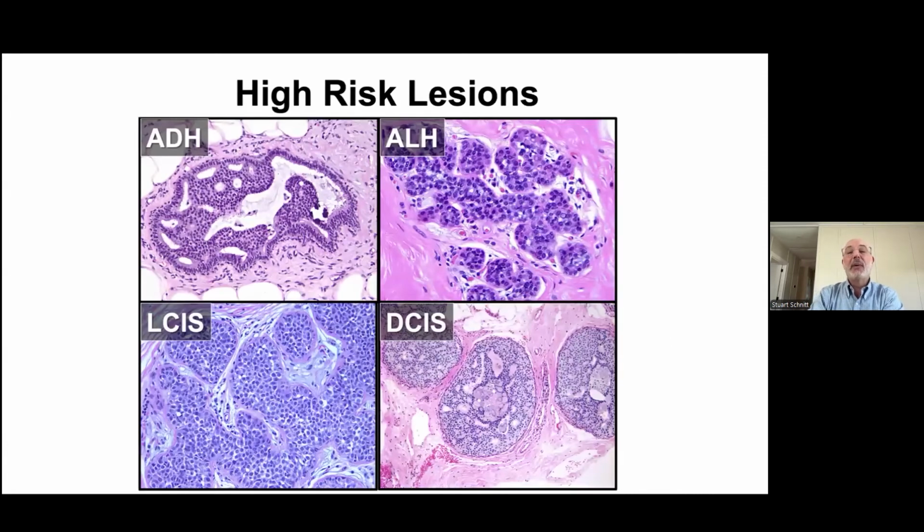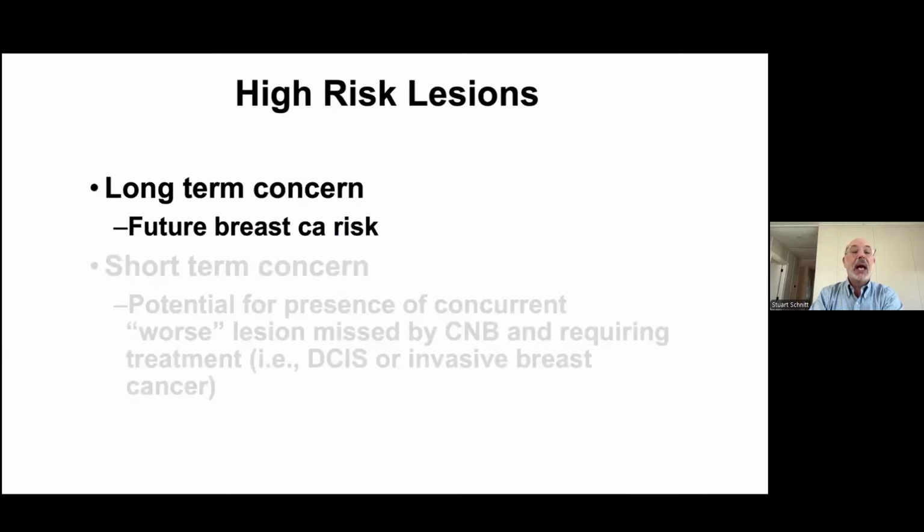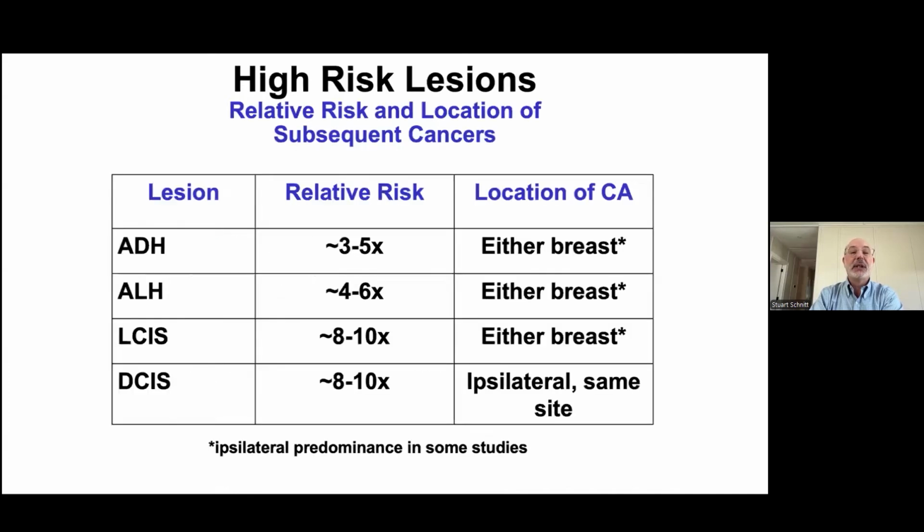So what are high-risk lesions in the breast? Well, there are basically four, and you've heard a little bit about these already. ADH or atypical ductal hyperplasia, ALH or atypical lobular hyperplasia, LCIS or lobular carcinoma in situ, and DCIS or ductal carcinoma in situ. So let's first focus on the long-term concern, that is the future risk of breast cancer associated with these various high-risk lesions.